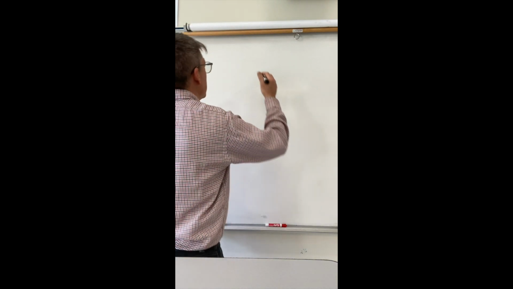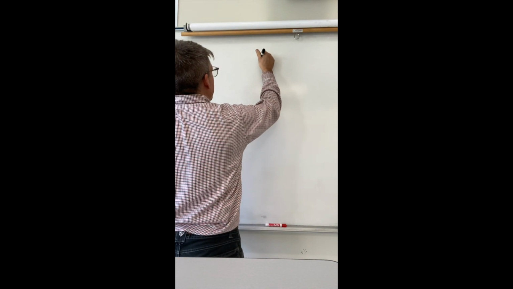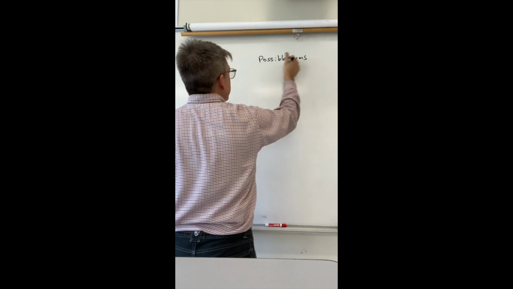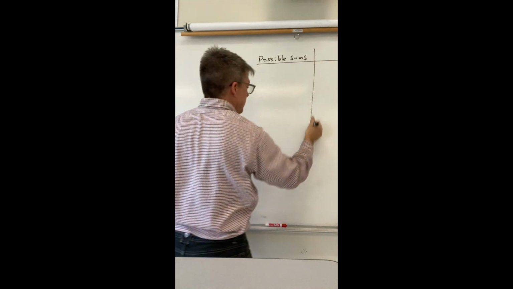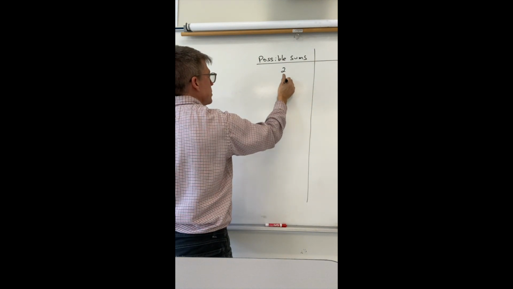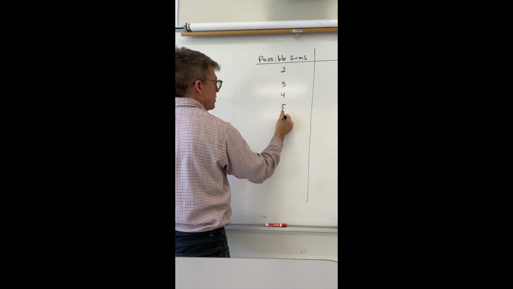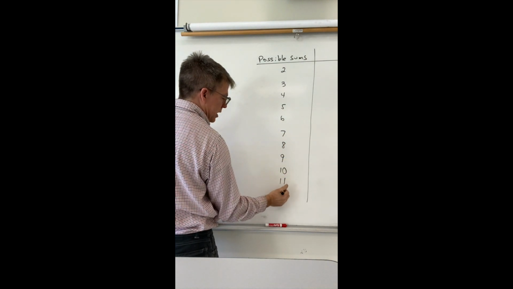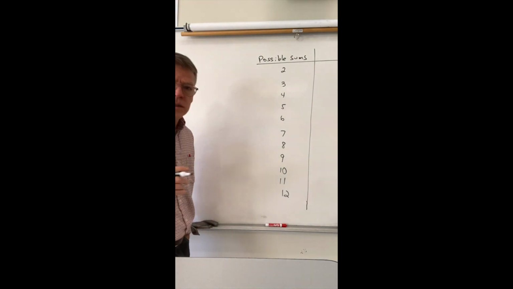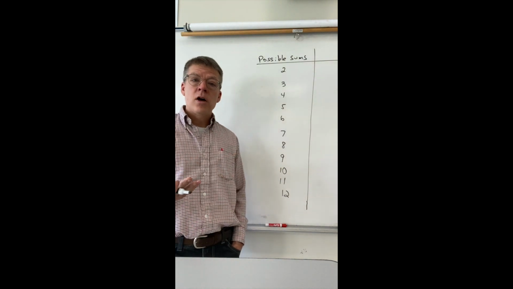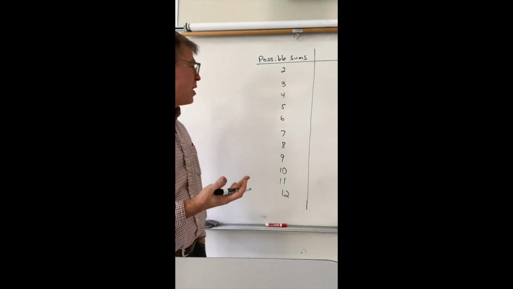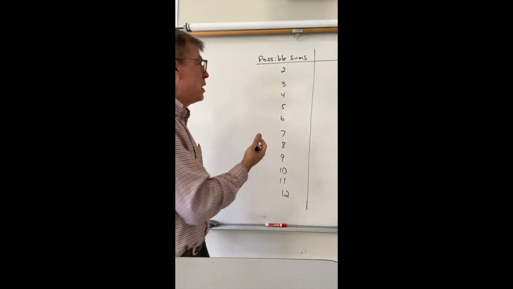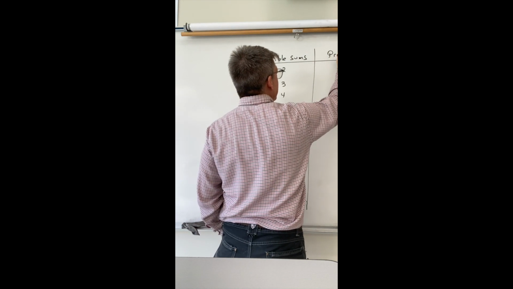So, the possible sums I'll put over here. So 2, 3, 4, 5, 6, 7, 8, 9, 10, 11, and 12. Okay? Can you see that? Oh yeah, you can. Good. All right. So those are all the possible sums. Now, which one is the most likely? Which one has the highest probability? Well, this is why I make a table.